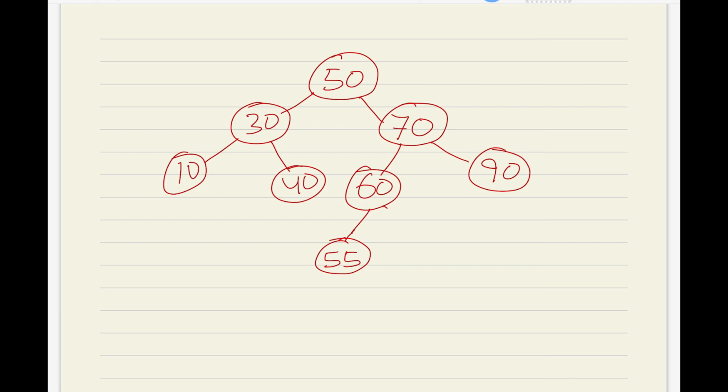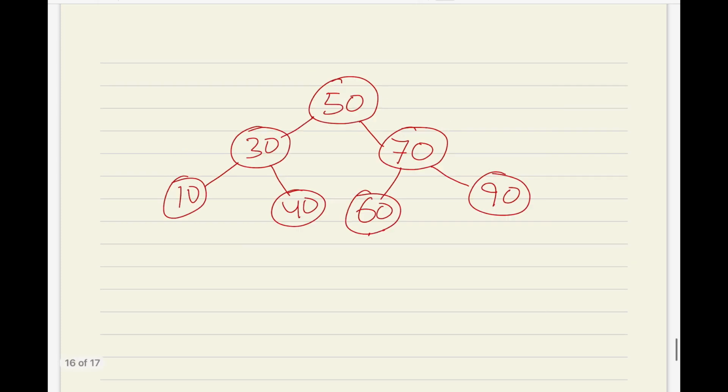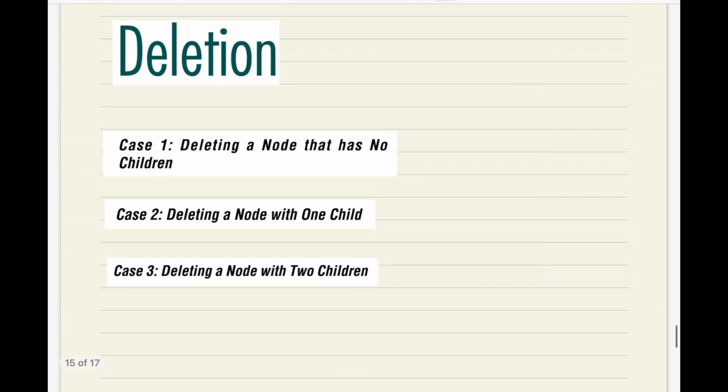Like here we can consider another example. Suppose you want to remove 55, this one. 55 does not have any children, so simply remove 55 from this tree. So case one is very simple. If we want to delete a node that has no children, directly remove that node.